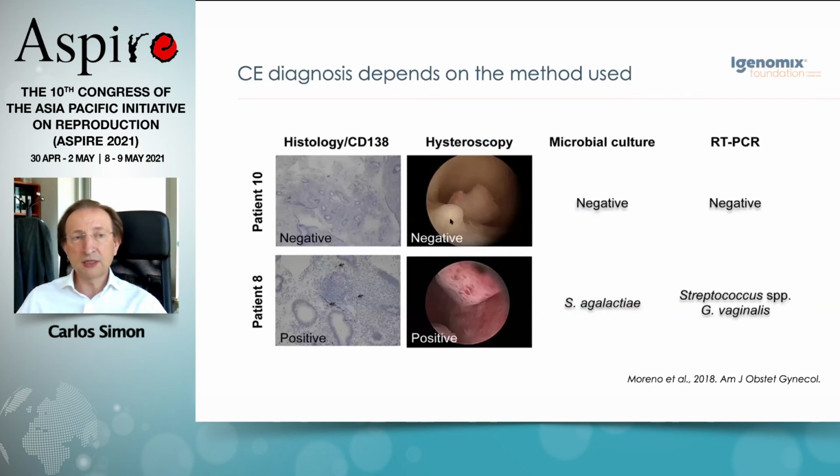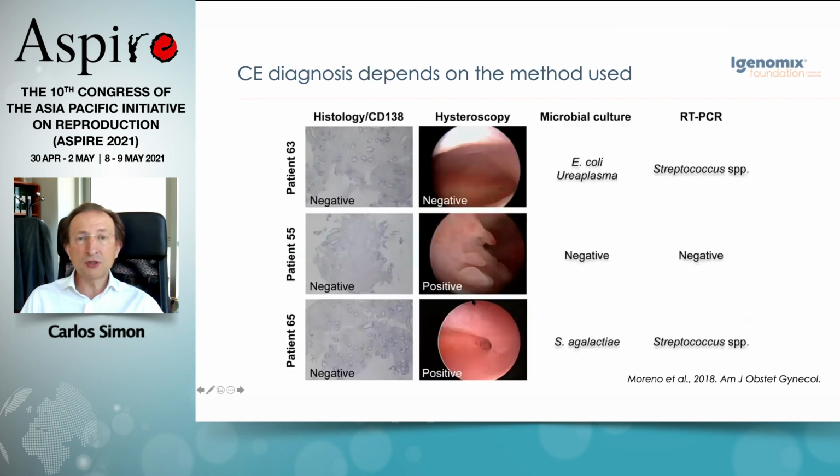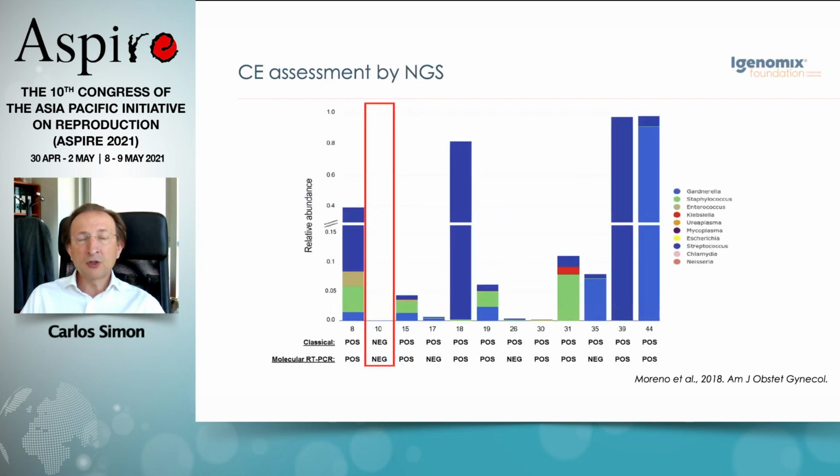We have, as you can see here, that the histology, hysteroscopy, microbial culture, and RT-PCR were concordant. And we have patients in which we have discordance, negative for histology and hysteroscopy, positive for microbial culture, and then we have a positive for microbiological analysis. And as you can see, this is the assessment of chronic endometritis by NGS compared to the classical methods.